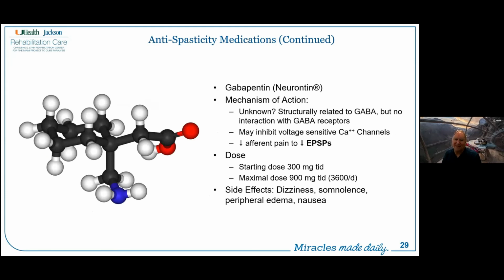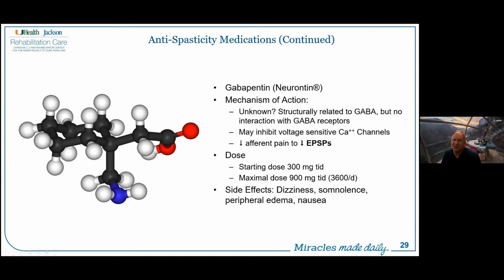Now, gabapentin, you would think gabapentin should work on GABA receptors, but it actually doesn't. It doesn't interact with them at all. It might inhibit the voltage-sensitive calcium channels, but more likely the reason that gabapentin works is because of its neuropathic pain alleviating properties. It actually decreases EPSPs. So even though it's called gabapentin, it doesn't work on the GABA receptors and it doesn't increase the IPSPs. It likely reduces spasticity because it reduces afferent pain signals. That is, it decreases the EPSPs.